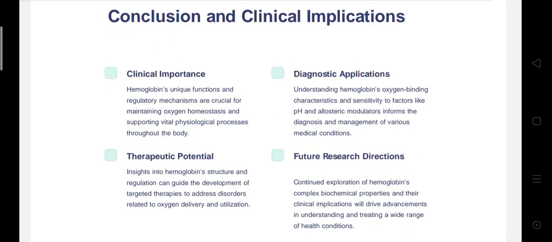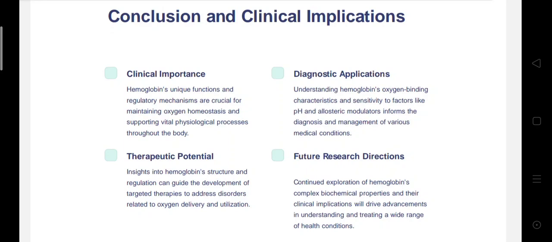So, lastly, the conclusion part and its clinical implication. So, first, clinical importance. Hemoglobin's unique function and regulatory mechanism are crucial for maintaining oxygen homeostasis and supporting vital physiological processes throughout the body. Second, diagnostic application.